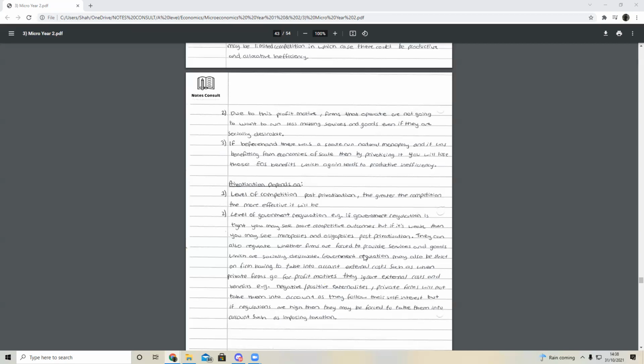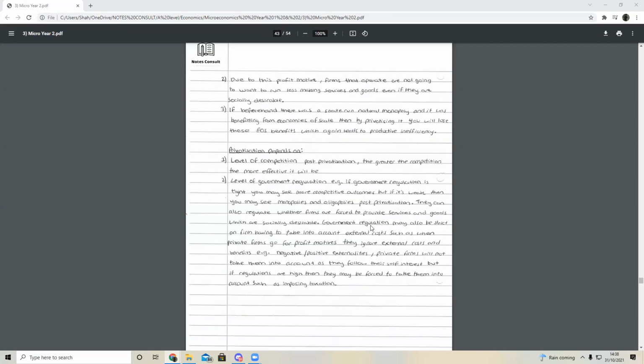They can also regulate whether firms are forced to produce services and goods. Government regulation may also be strict on firms having to take into account external costs, such as when private firms go for profit motives, they ignore external costs and benefits. So we're basically talking about negative and positive externalities. So we know that private firms don't take them into account. That's the whole point of market failure. That was from year one micro.